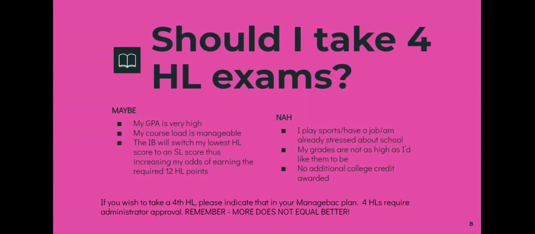If students wish, they can register to take 4 HL exams. However, this is a decision that families have to make together. The way that the IB handles 4 IB exams is that they take the 3 highest HL scores and calculate those into the IB diploma equation. But the 4th lowest SL or HL score is dropped down to an SL score.